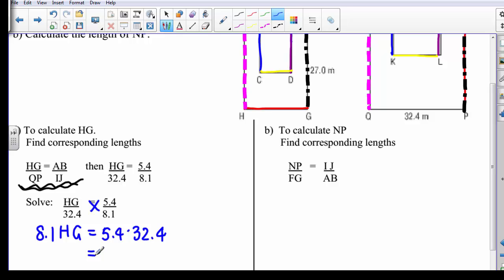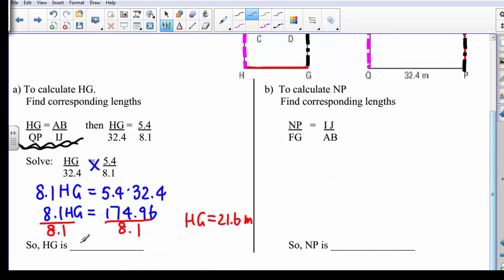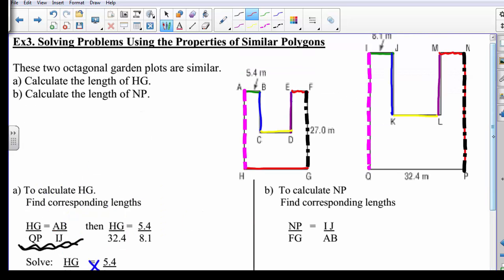5.4 times 32.4 equals 174.96, which equals 8.1 HG. Let's divide both sides by 8.1. So HG equals 21.6 meters. So the first missing side is HG, and we find HG is 21.6 meters. Okay, let's use the same method to find the missing length of side NP.